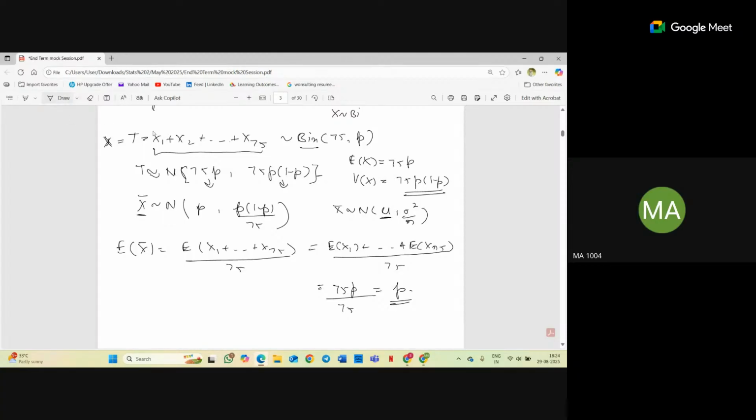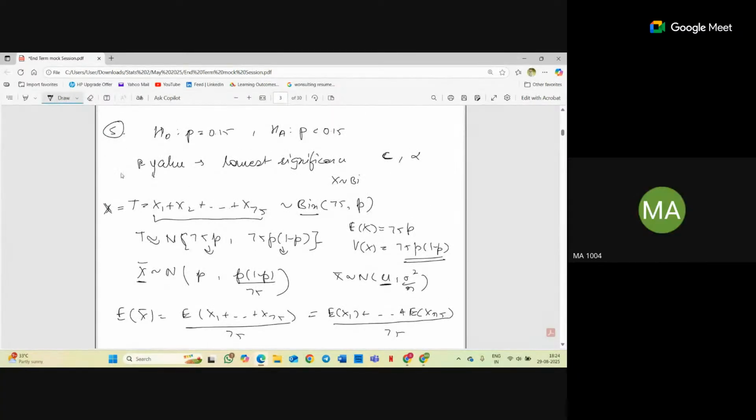Basically, each xi is following a Bernoulli with parameter p, right? So x1 is my first sample, x2 is the second sample, as in I have 75 samples. For each of these samples, I have a probability of success, which is the parameter p. So my x bar would be following a normal with mu, which is p, and sigma square is p(1 minus p) divided by 75. Fine?